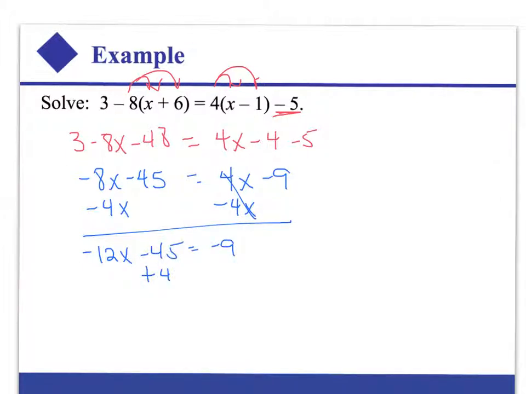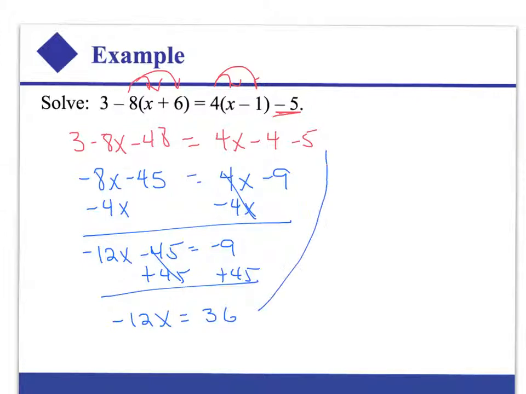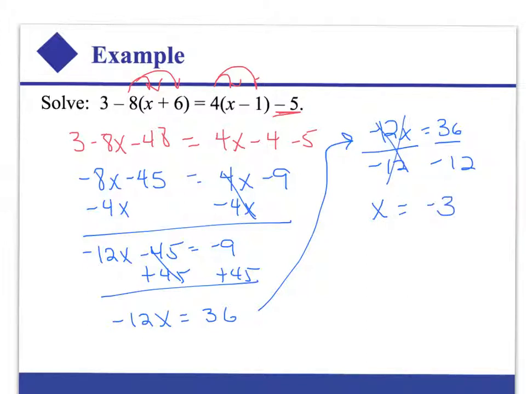I'm going to add 45 to both sides. So now I have negative 12x equals negative 9 plus 45, which is 36. Let's bring this over here where you guys can see. So now I have negative 12x equals 36. We're going to divide both sides by negative 12. So now I get x simply equals negative 3. Remember, you can plug that back into the original equation and it should check out and be just fine.